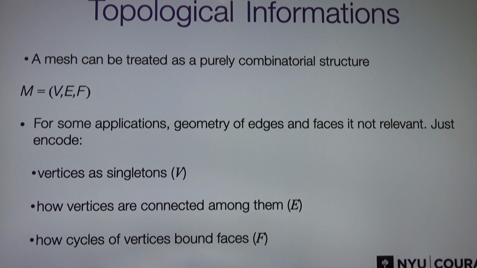You can also treat the mesh as a combinatorial structure, and basically the way meshes are stored, they're stored as collections of vertices as three-dimensional points in 3D space. So it's basically an array of n times 3. The connectivity information you can store either as lists of indices or as an adjacency matrix or anything like that, and how cycles of vertices bound faces. Faces are typically formed by traversing the vertices in a counterclockwise way.